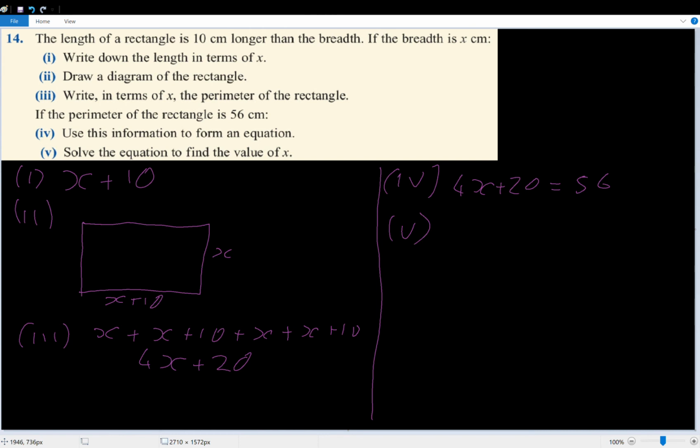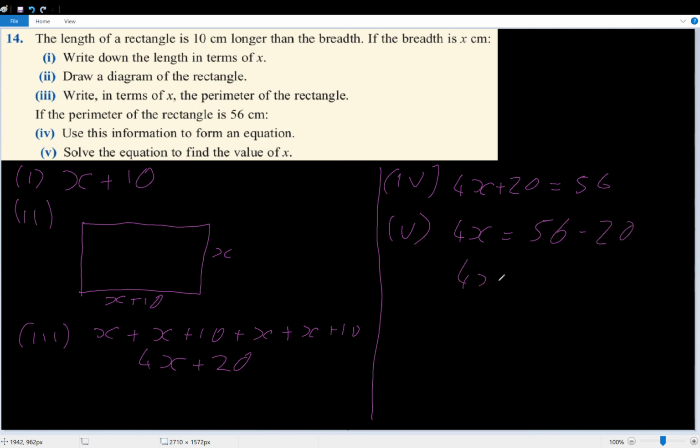Well, in order to solve it, we're going to have to do the same thing we do with any other linear equation. We get all the numbers to the right of the equals, we keep the x to the left, and we should get out a solution in the end. So our next step on this is going to be 4x equals 56 minus 20, because we took a plus 20 here and brought it across.